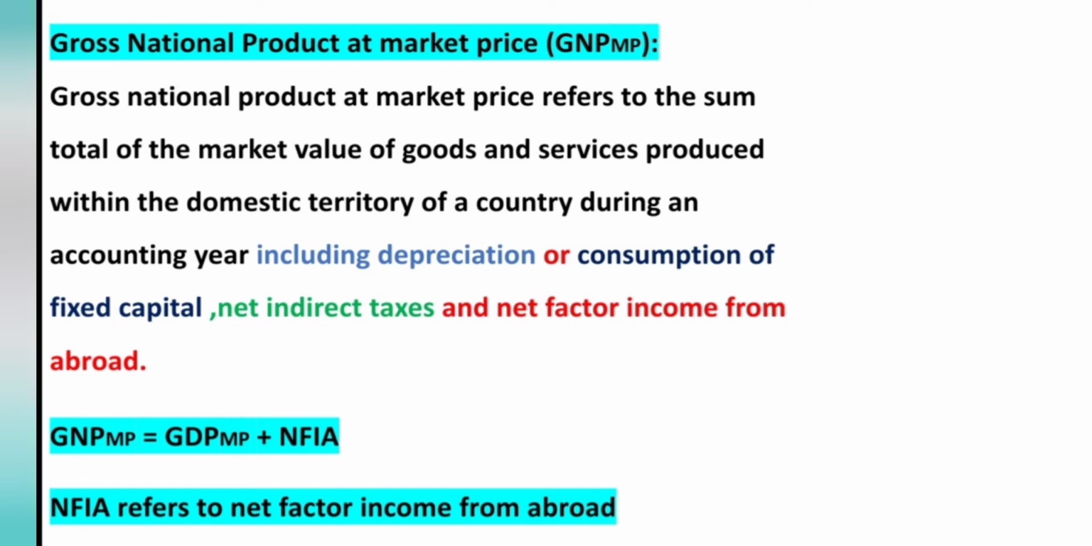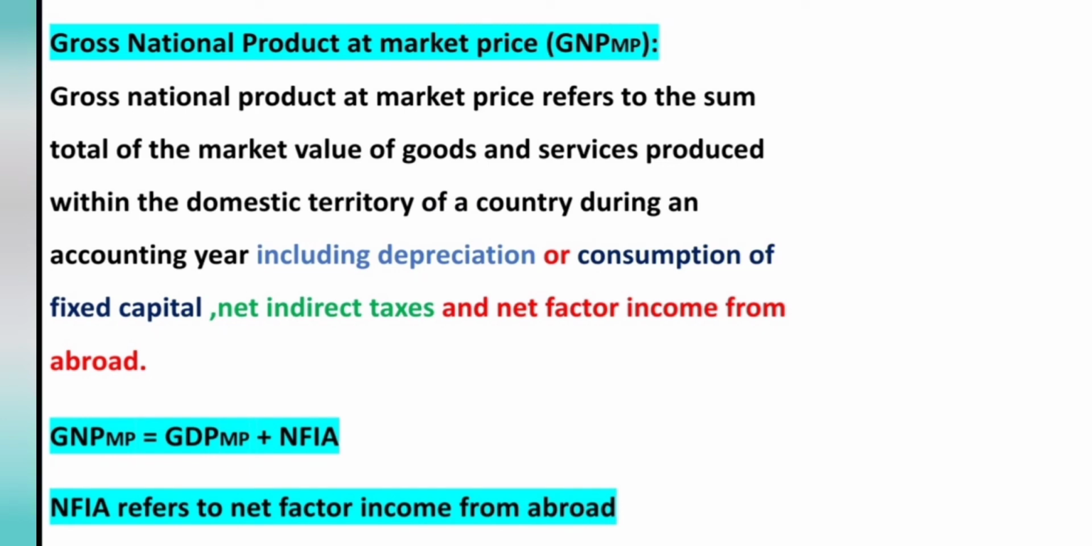It is a gross concept, so it includes depreciation. It is a national concept, so it includes net factor income from abroad, that is NFIA. Then it is at market price, which means it includes net indirect taxes. So, gross national product at market price refers to the sum total of the market value or money value of all the final goods and services produced within the domestic territory of a country during an accounting year.